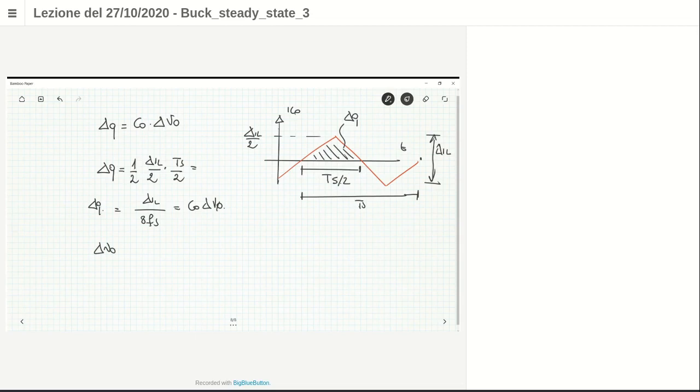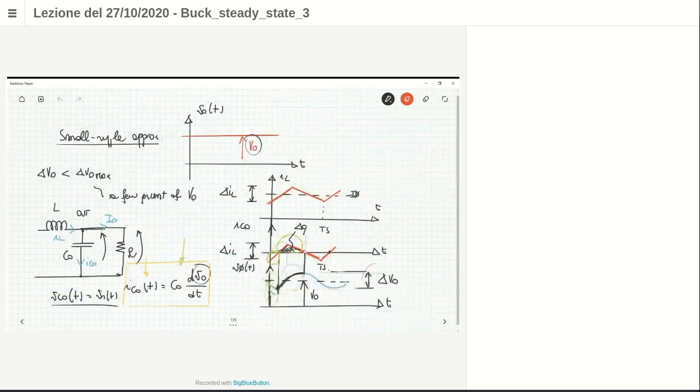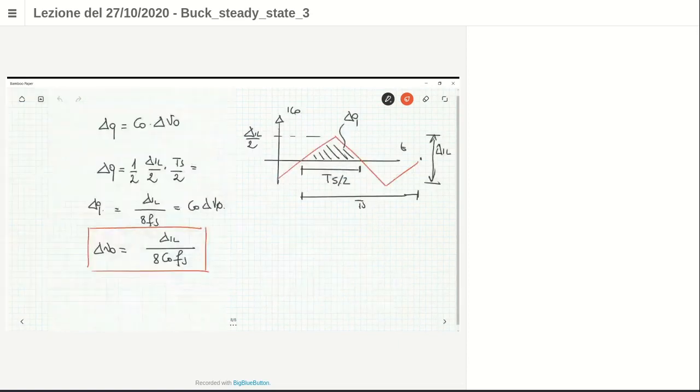So from this expression, you can say that delta V naught, the peak-to-peak ripple of the output voltage, is delta IL over 8 Fs C naught. Look at this expression here. It gives a voltage ripple at the output, delta V naught, which is the peak-to-peak variation of this voltage here, which depends on the peak-to-peak value of the inductor current ripple. This is the reason why in a good design, delta IL is always kept to a minimum value, 2% of the I naught current.